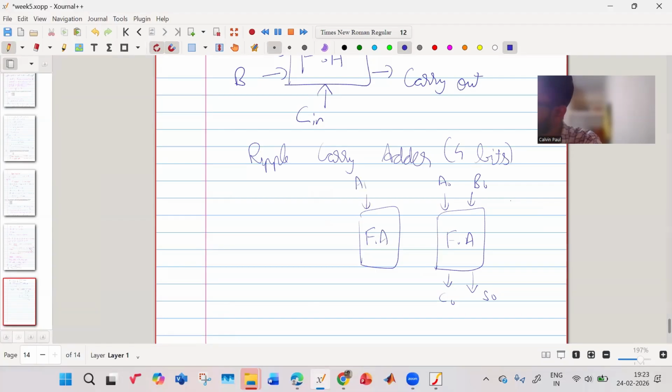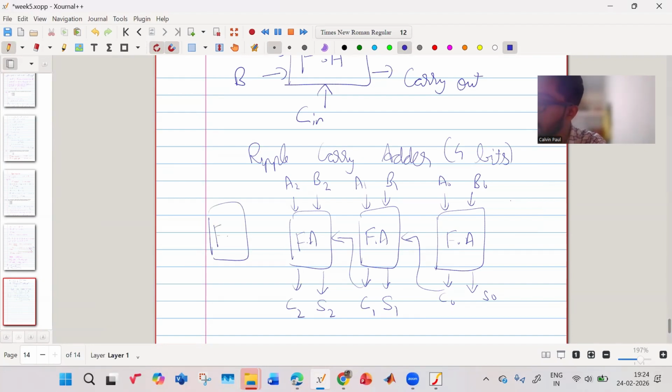This has your A1, this has your B1, and this carry is the carry out. This is the carry in for this. And this is your sum 1, and this is your carry 1. Then you have your next full adder, right? It has your A2, this has your B2, and this carry 1 is the input for this full adder. This generates your sum 2, carry 2, and this is again your full adder, right?